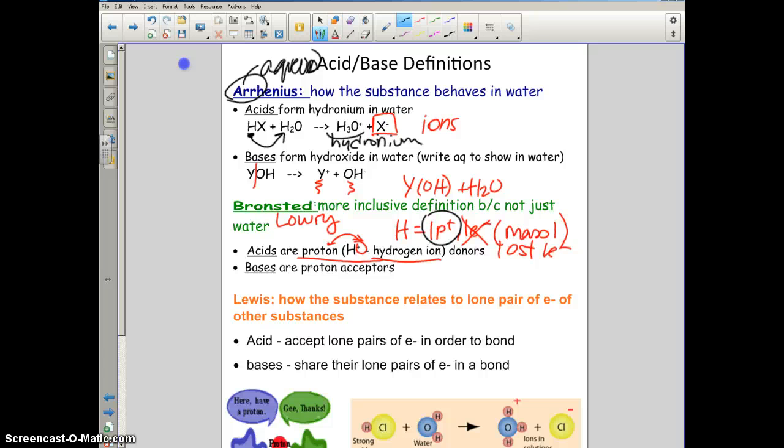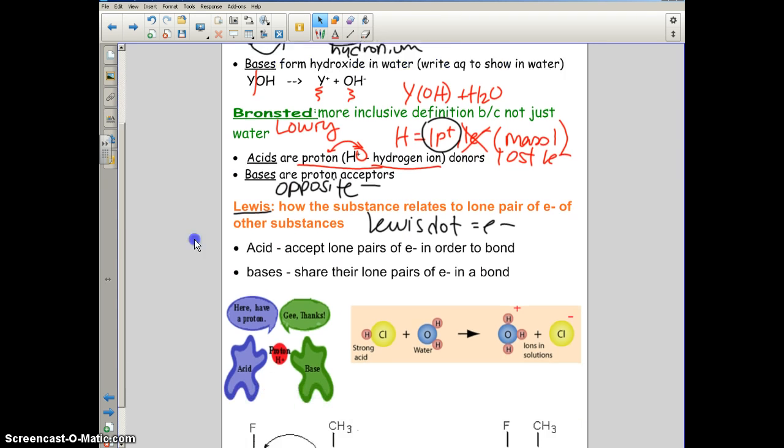So acids are proton donors and bases are proton acceptors. So they're still opposites. And I'll tell you my good way of remembering that one tomorrow. Last definition here is Lewis. Lewis went back to how do electrons from these acids and bases behave. So if you remember your Lewis dot structures dealt with electrons, this Lewis acid-base definition also deals with electrons.